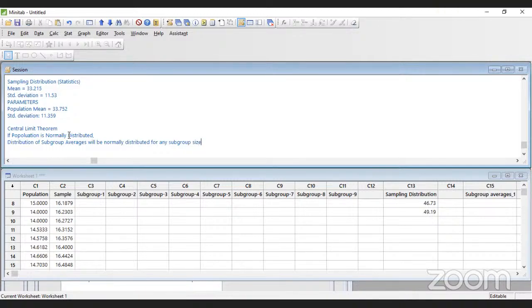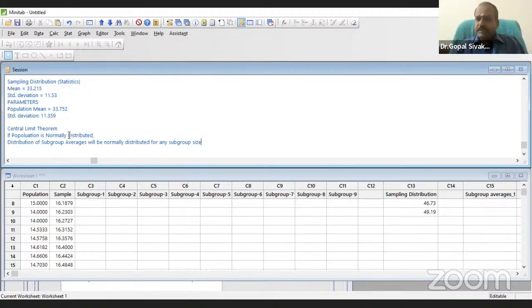Yes, sir. Population is normally distributed. 100% sure that subgroup average is also normally distributed. You don't have to ask anyone. You know population is normally distributed. Subgroup average also normally distributed. Now subgroup size is immaterial. Subgroup size is even 2, then also that will follow normality. If that also follows normality, subgroup statistics will be close to population parameter.